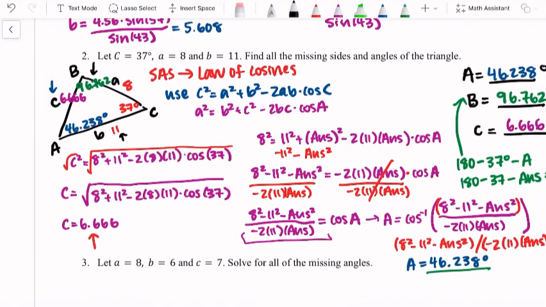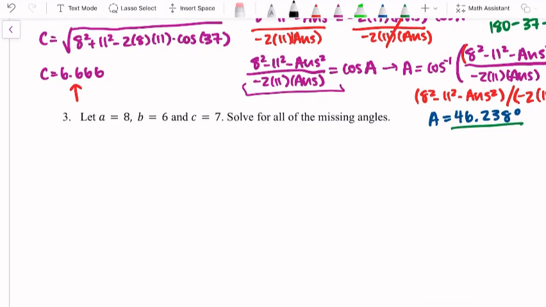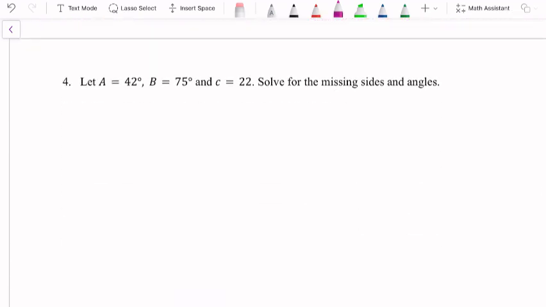Whew, okay, so we've done one law of sines, one law of cosines. I'm going to encourage you, before you come to class next time, to try out number 3. Okay, number 3, you're given A equals 8, B equals 6, and C equals 7. So I want you to try it out. We're going to go over our answers when you come to class. And then I want you to try number 4 as well. So try number 3, try number 4. Again, if it doesn't go well, we're going to talk about them in class, but I do expect that those are done before you come.